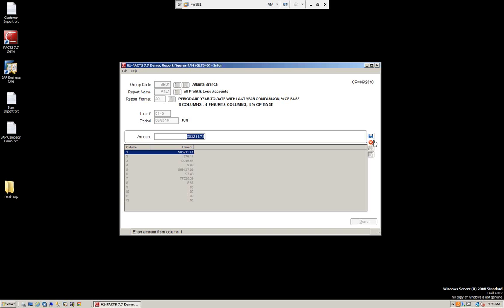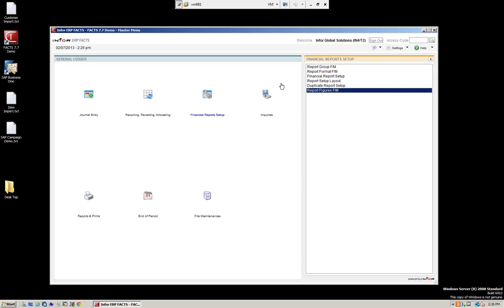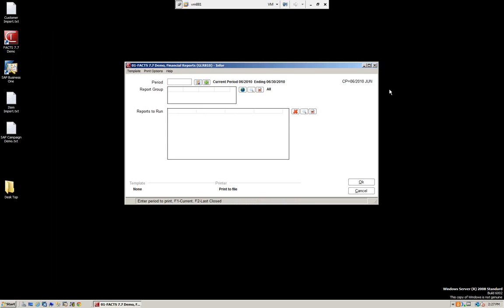Okay, so let's recap what we've done today. We can see that when we run financials, when we're in general ledger and we go to end of period, we have our financial reports. When we run our financial reports, obviously we can choose our period. In this case, we're doing the current period, which is June of 2010.